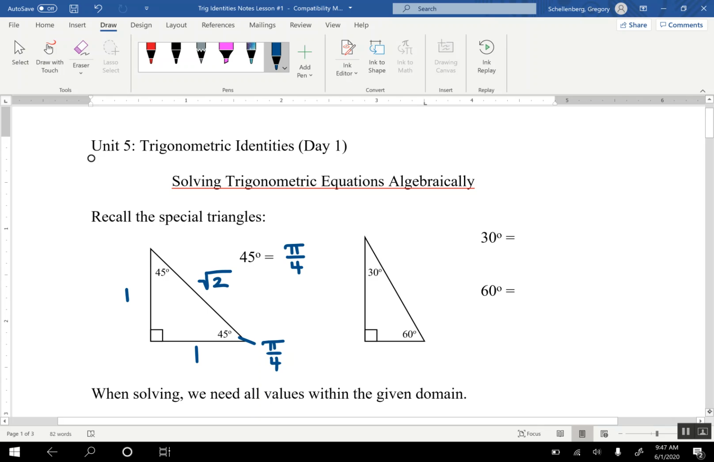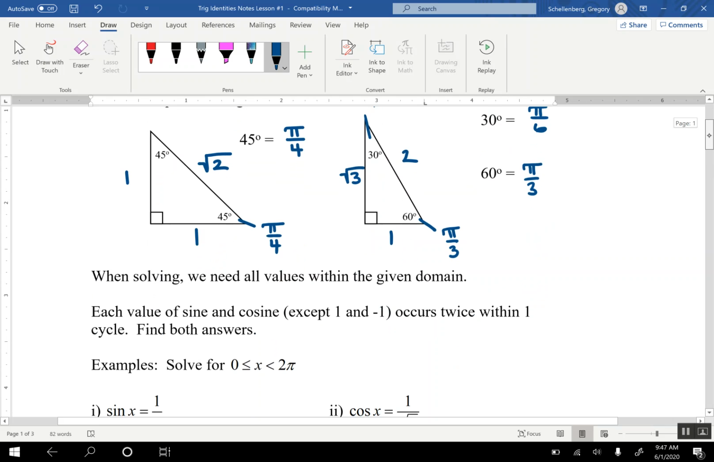Okay, 30 degrees is pi over 6 radians. And 60 degrees is pi over 3 radians. So we'll fill that in as well. This is pi over 3. This is pi over 6. And then we've got side lengths of 1, 2, and the square root of 3. Okay, so we'll keep that in mind.